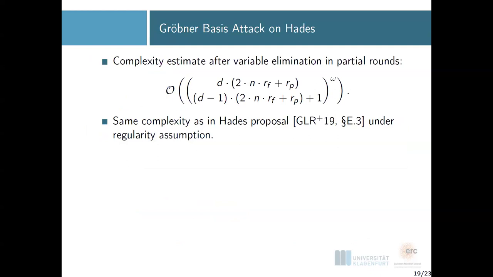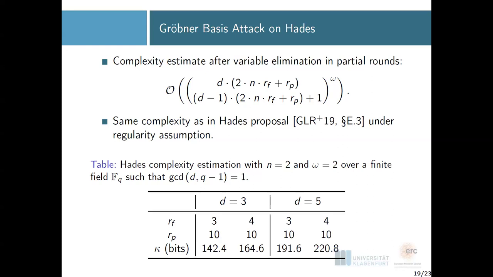And then, if you plug this into the binomial coefficient, you arrive at this baseline complexity estimate. And it turns out, in the HADES proposal, they arrived at the same complexity estimate, but under the assumption that the polynomial system is regular or semi-regular, if you will. Okay, and then you can also use this baseline solving degree to do some complexity estimations. And as you can see, you only need six full rounds and 10 partial rounds to already exceed 128 bits of complexity.